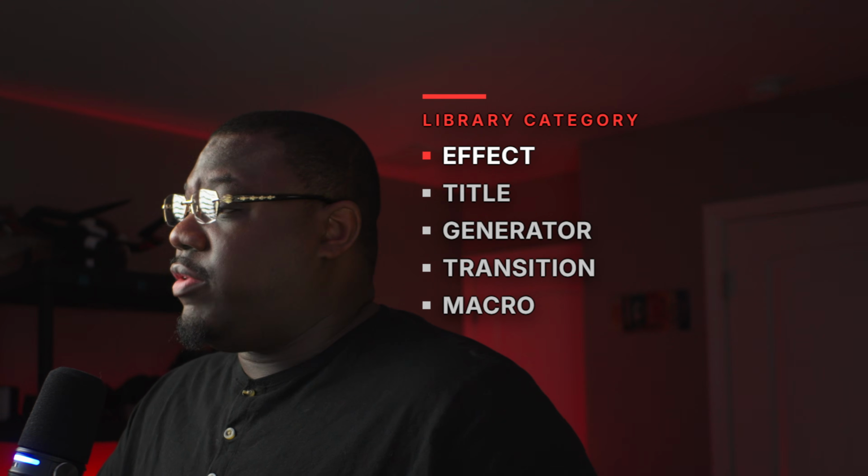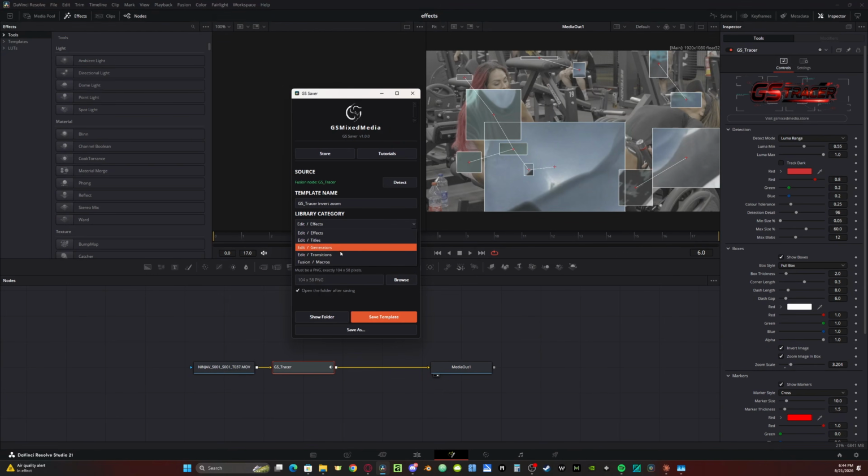This is an effect, so I'm going to leave it as that. But if I was working on a title, generator, transition, or a macro, from there, you just select the one that's appropriate. So I'm gonna leave this as an effect. If you want, you can create a custom folder name. And then if you want a thumbnail for the edit page, you can select browse.